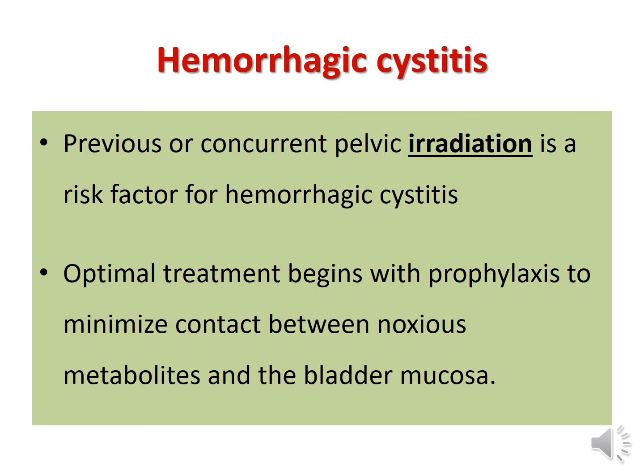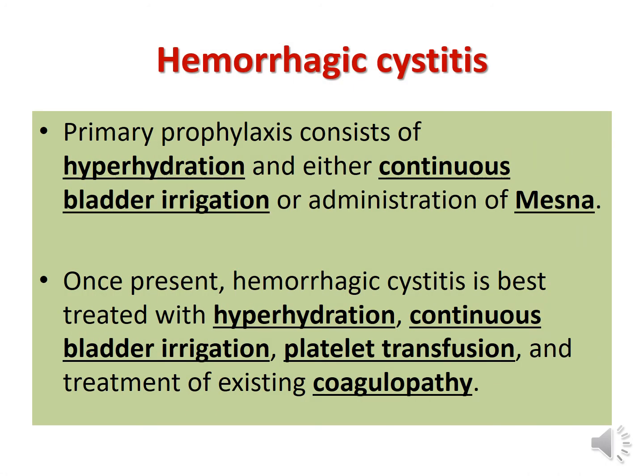Of course, the optimal treatment of these conditions starts with prophylaxis, to minimize any contact between these dangerous metabolites and the bladder wall, the bladder mucosa from inside. This primary prophylaxis includes, of course, good hydration, hyperhydration, together with sometimes continuous bladder irrigation, or we can give what we call Mesna.